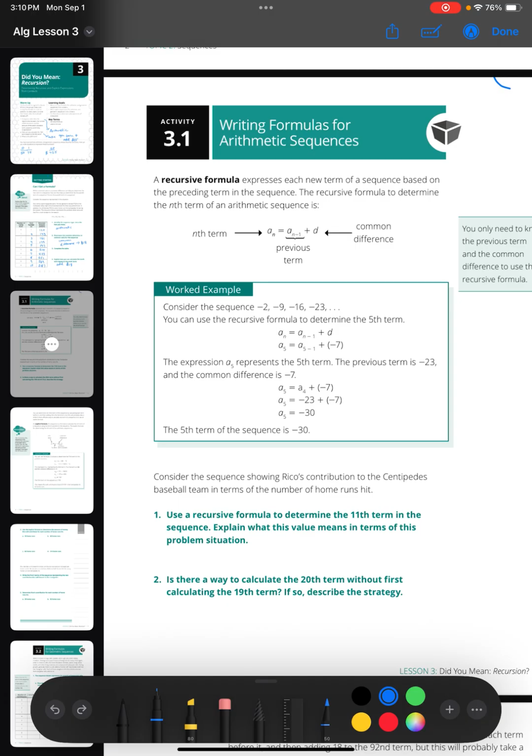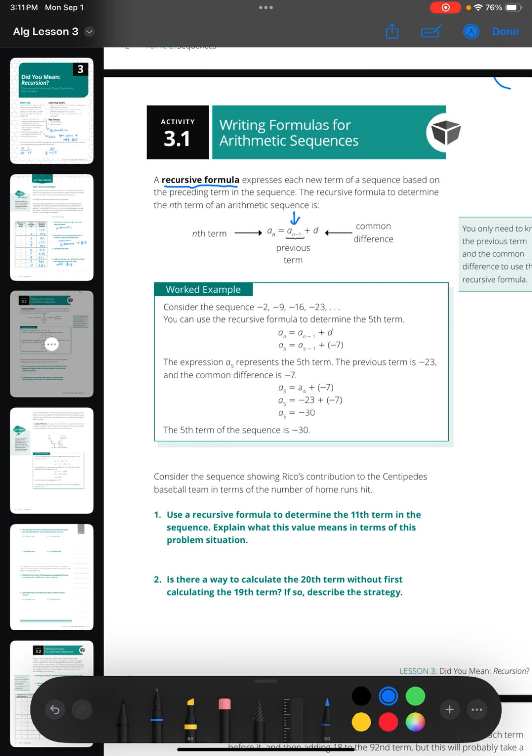All right, so a recursive formula. It expresses each new term of a sequence based on the preceding term in that sequence. Okay, that's what we were just using on the last page. We were adding 18 each time to the previous term. So a recursive formula to determine the nth term in a sequence is a sub n, meaning whatever the nth term, that's what we're trying to find, is equal to the previous term. When you see a sub n minus 1, n, remember, is the term number. So it's saying whatever the value of the previous term is.